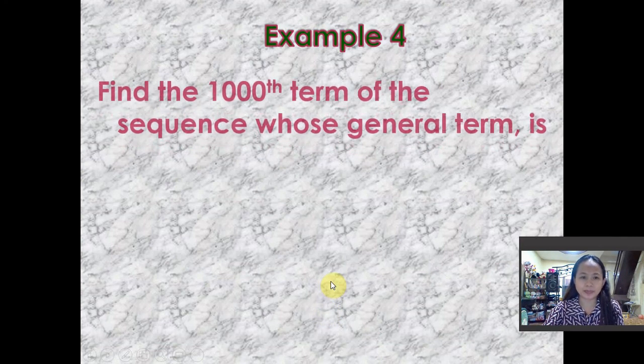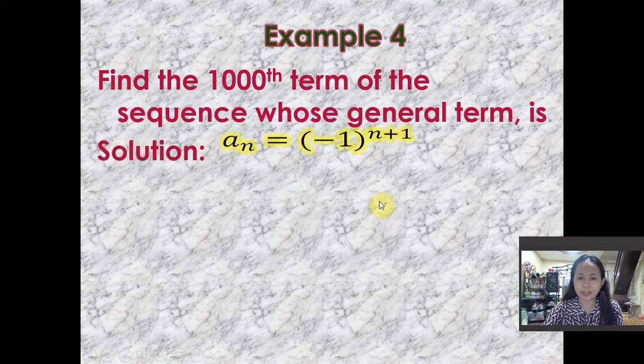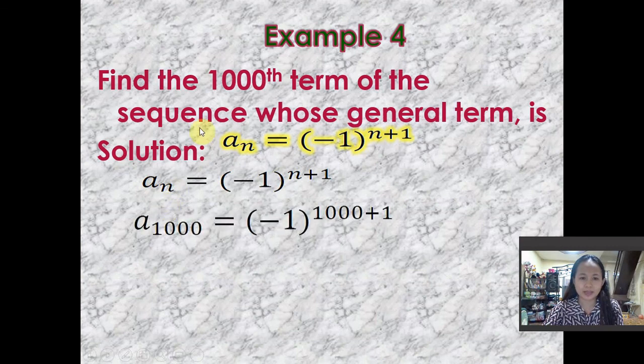Example number 4. Find the 1000th term of the sequence whose general term is given by the nth term is equal to negative 1 raised to the power of n plus 1. The 1000th term, take note. So for the solution, using our general term, substitute n by 1000 since we are looking for the 1000th term. So n will be replaced with 1000. This other n here will be replaced with 1000.